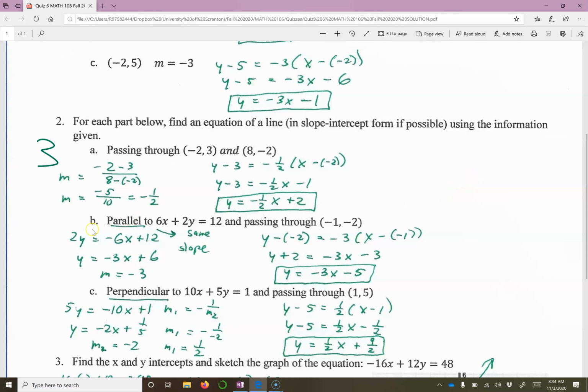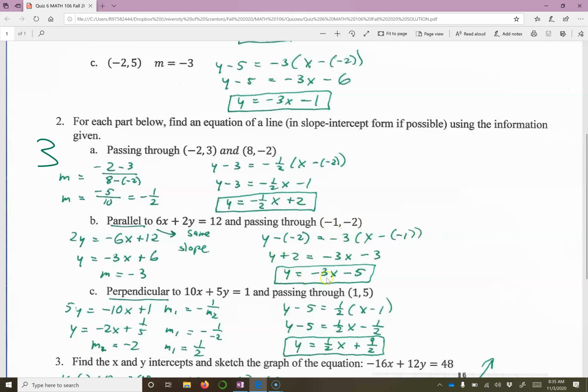Now, the biggest issues I've seen were with the parallel and perpendicular questions. So just to review, if 2 lines are parallel, their slopes are the same. I gave you an equation, 6x plus 2y equals 12, and I'm saying that the line I want you to write the equation of is parallel to that line. So what you have to do is put 6x plus 2y equals 12 in slope-intercept form. So you'd get y equals negative 3x plus 6. That means that slope is negative 3. So the equation of the line you're trying to write also has a slope of negative 3. You'll see that right here. And then the point the line passes through is negative 1, negative 2.